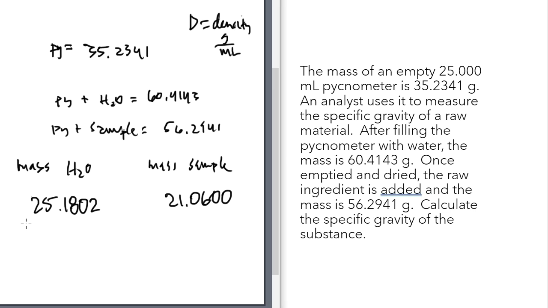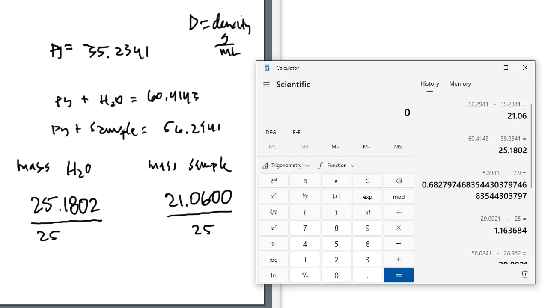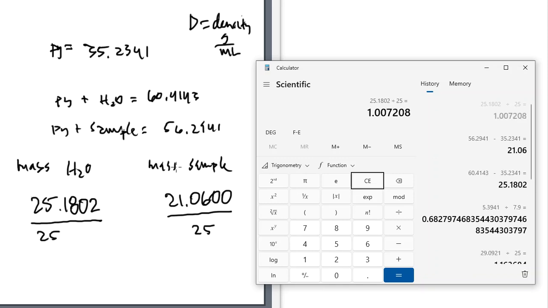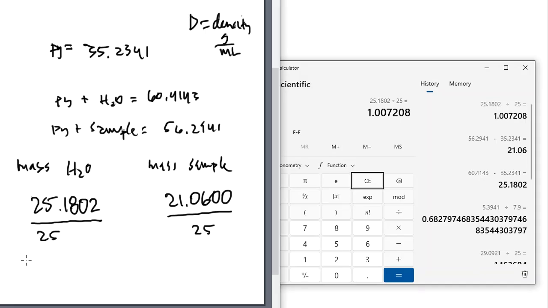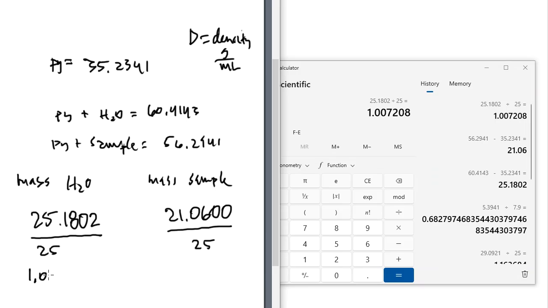So if I wanted, I could calculate the density of the water, and I divide by 25, and the density of the sample. So I divide by 25. Now I can put 25.00000, but when I put that into the calculator, it's not really going to affect my final calculation at least. All right, so I'm going to take 25.1802 and I divide by 25. And the density of water is not 1. This density of water is 1.0072, and we can round it off from there.